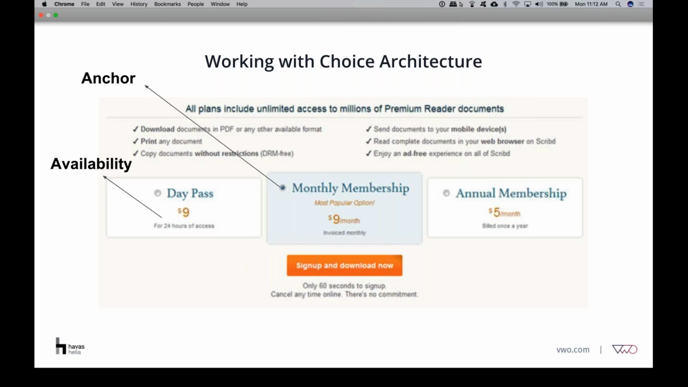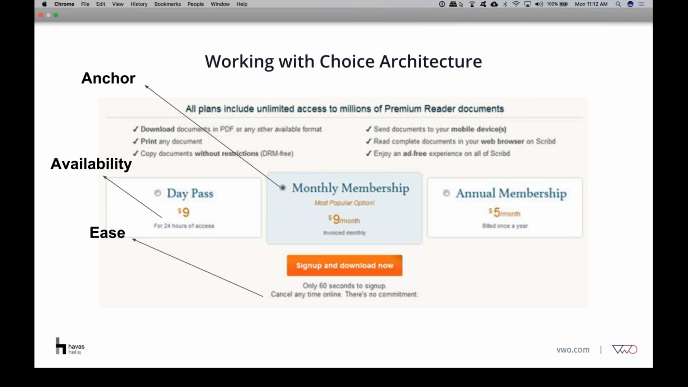People are billing on Scribd on a monthly basis and not taking the annual plan. Then similarly, the second piece of information is the availability. They segregated it on the basis of time. The first pass is available for 24 hours, all you can access. Then the second pass is invoiced monthly, which is a monthly plan. And then there's an annual plan, which signifies the availability of each plan. And then comes the ease part, where it says it takes only 60 seconds to sign up, and you can cancel the plan anytime with no commitment involved.